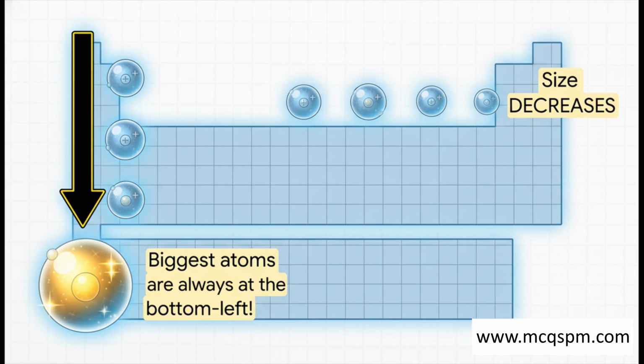Why? Because while you're in the same shell, you're adding more protons to the nucleus. That extra positive charge in the middle acts like a stronger magnet, pulling all the negative electrons in tighter. So, the simple rule of thumb, the biggest atoms are always down at the bottom and to the left.